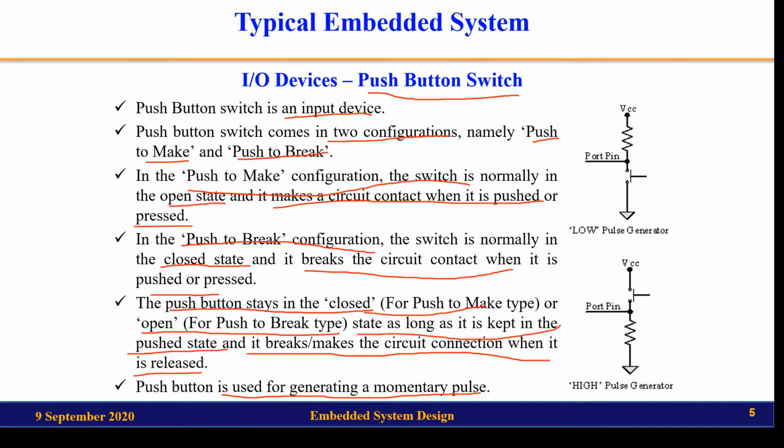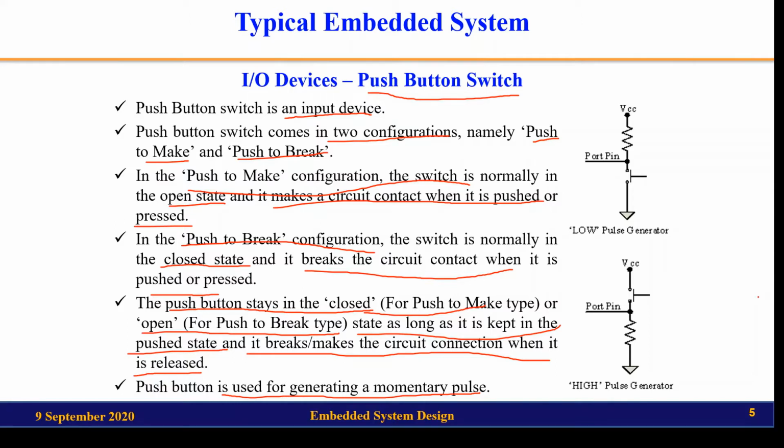So like that, the push button is used as an input device for the microcontroller, or we can say for an embedded system. And see here, this circuit is called a low pulse generator, and this is called a high pulse generator. Why this is called a low pulse generator is that whenever it is pushed, it is a push to make type of button, and when we push it, it forms the path to the ground.